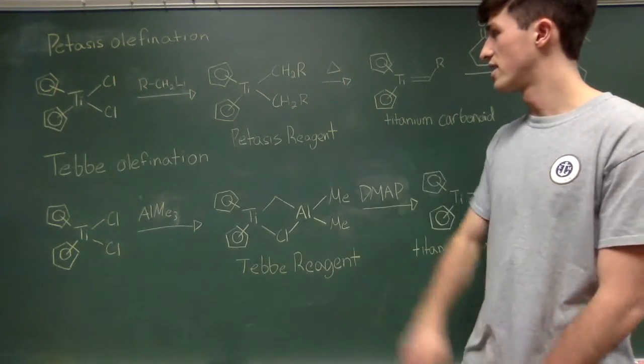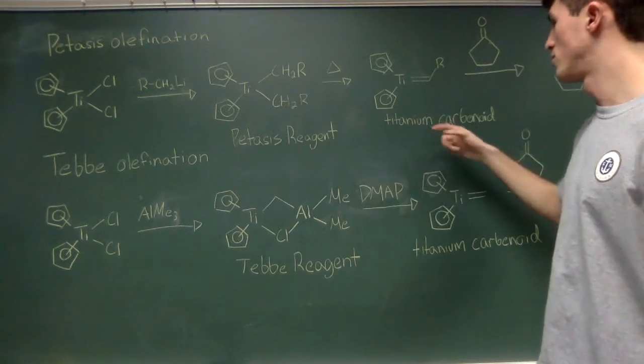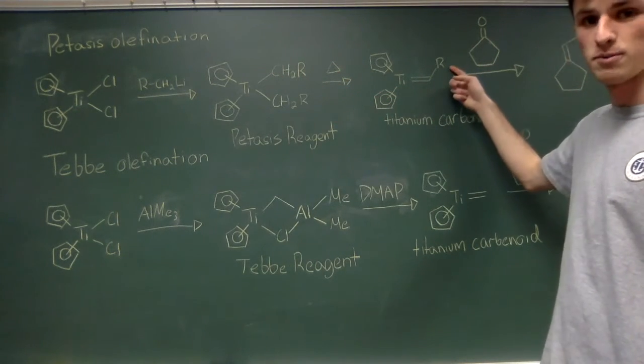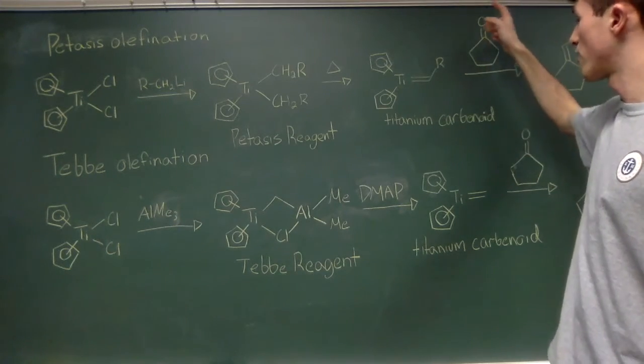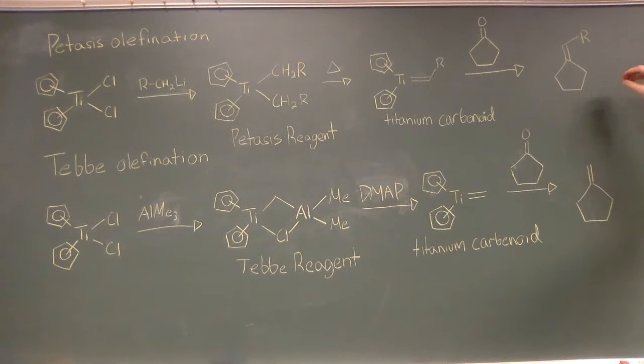The Petasis reagent contains 2 CH2R groups. This reagent transforms into a titanium carbenoid with an R group attached, which can then react with our carbonyl compound. The product of this reaction then contains a methylene and an R group.